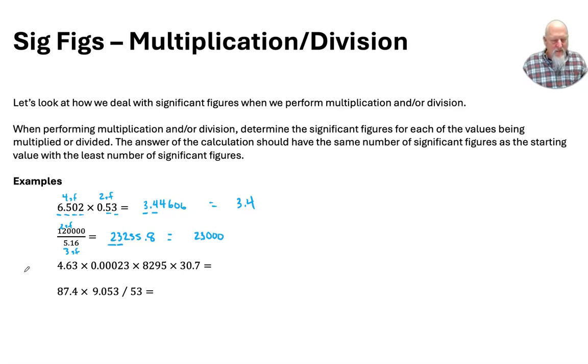All right, next one. I have a bunch of multiplication, but they all follow the same rule, so I can do all the multiplication at once and get an answer. Then I'll deal with significant figures. Okay, so 4.63 times 0.00023 times 8,295 times 30.7 equals 271.184.